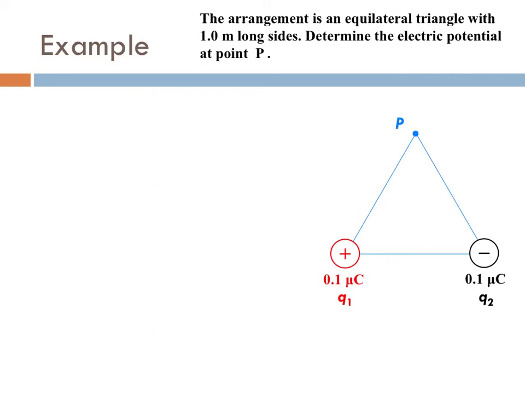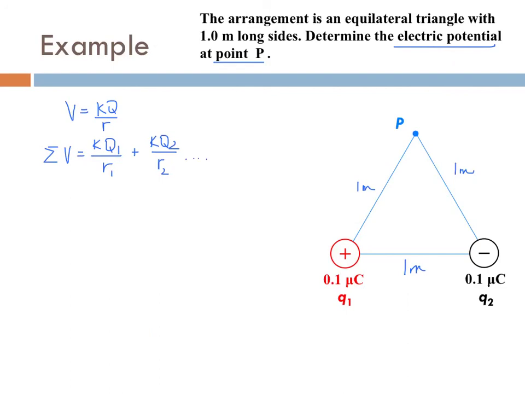And then our last example, the arrangement is an equilateral triangle with 1 meter long sides. And we're asked to determine the electric potential at point P. Now we said that electric potential is just KQ over R. So when we have multiple charges, it is just KQ1 over R1 plus KQ2 over R2, and so on and so forth, as many charges as we have. The only thing is that you need to make sure that you include the sign of the charges.